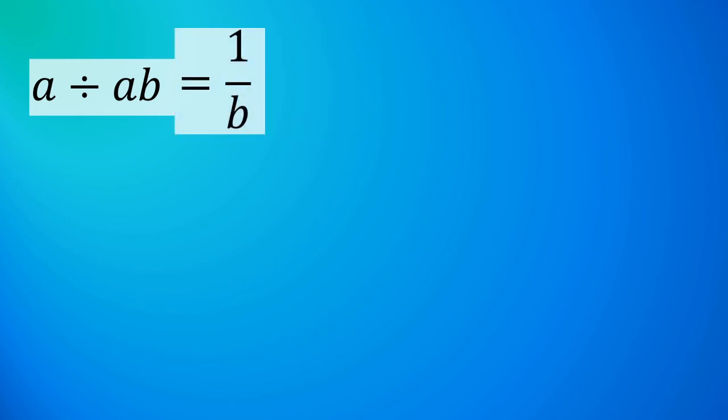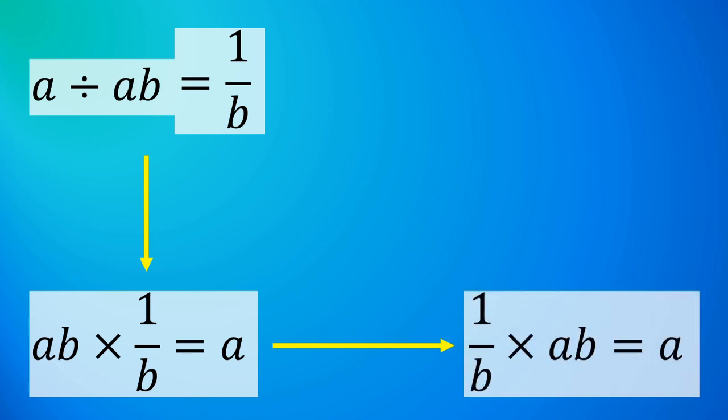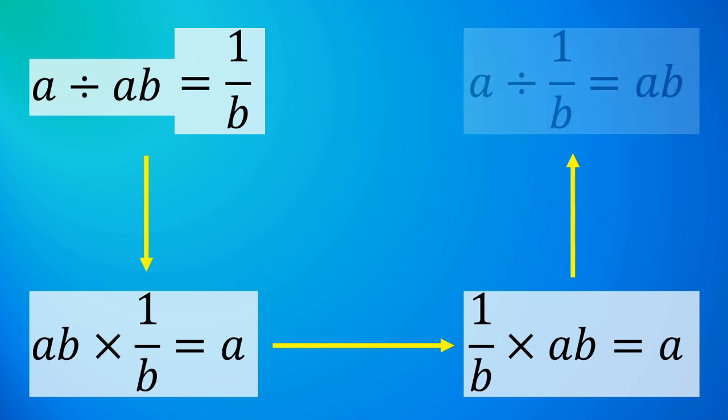Because of this equation and because division is the opposite of multiplication, I can now know that AB times 1 over B is equal to A. Because of the commutative property of multiplication, I can now know from this equation that 1 over B times AB is equal to A. Because of this equation and because division is the opposite of multiplication, I can now know that A divided by 1 over B is equal to AB.